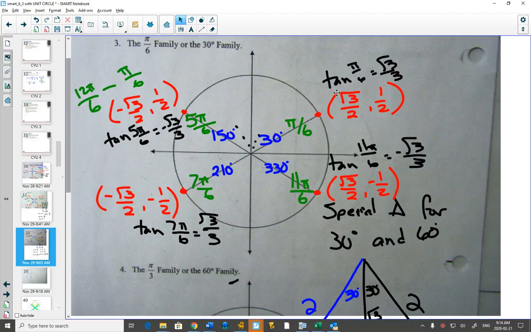You could also use the CAST rule. Right? I know that sine is positive. I know that cos is negative. But I think just the x and y coordinates is probably the easiest to think about it.